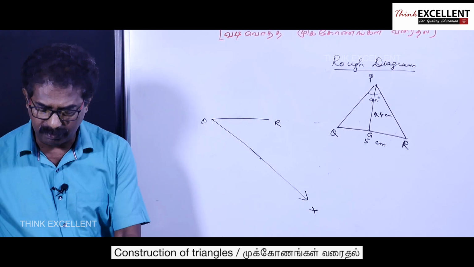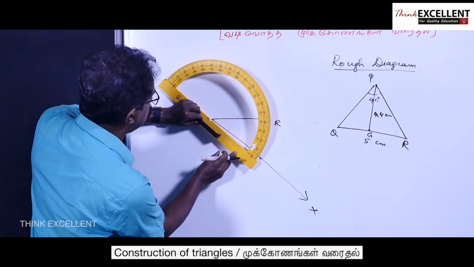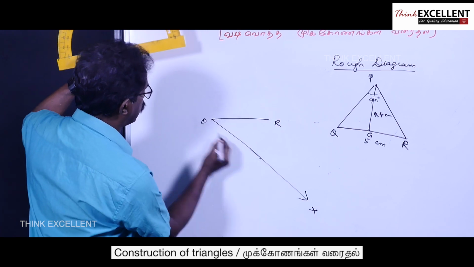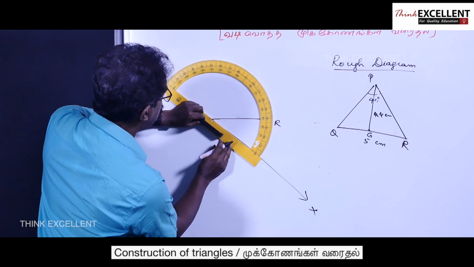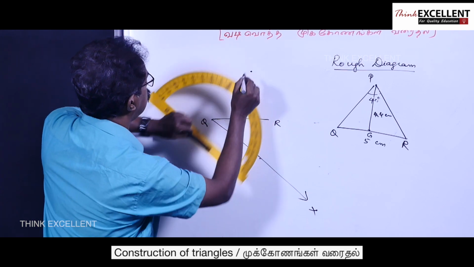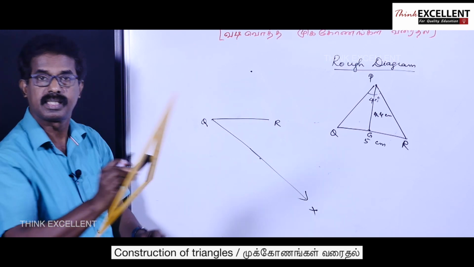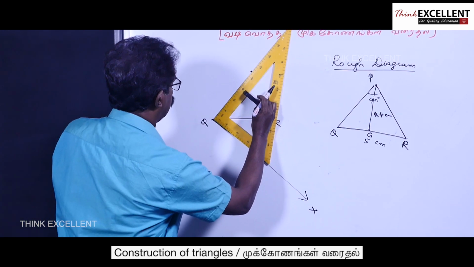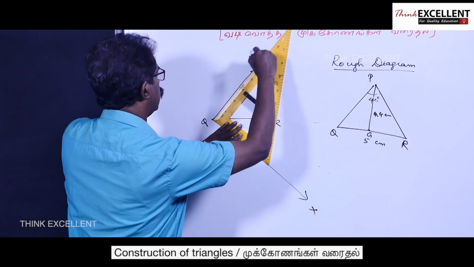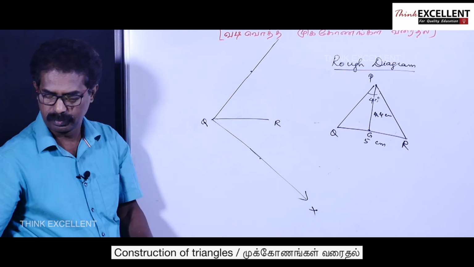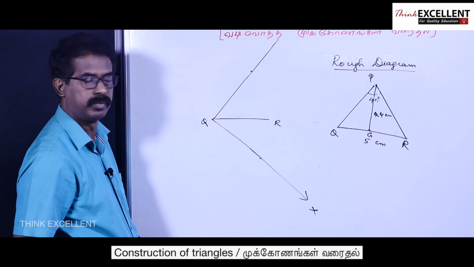Already I said, for perpendicular there are different ways. Using a set square, you can make 90 degree. For this QX, at Q, you draw a perpendicular. Perpendicular means you take 90 degree, mark it, and join to draw the perpendicular line. Or using a set square you can draw it. Any one method. We need a perpendicular line to this QX.